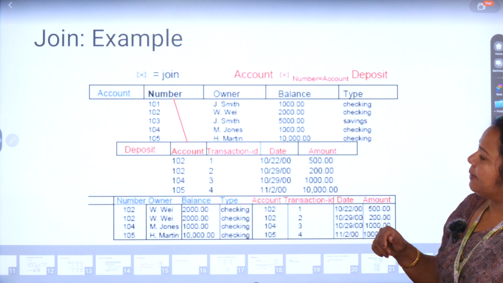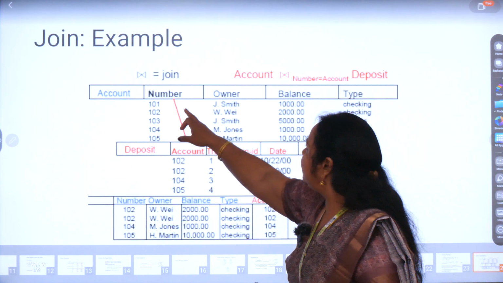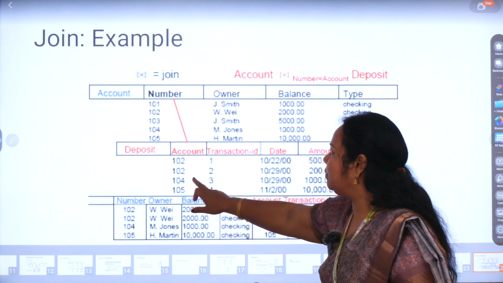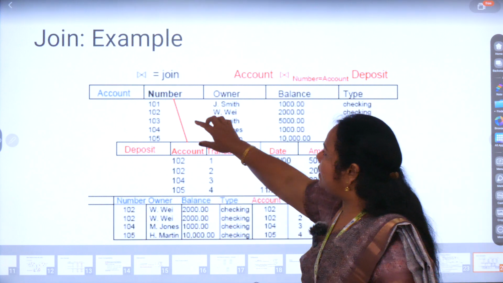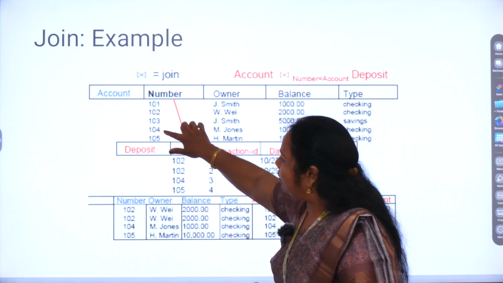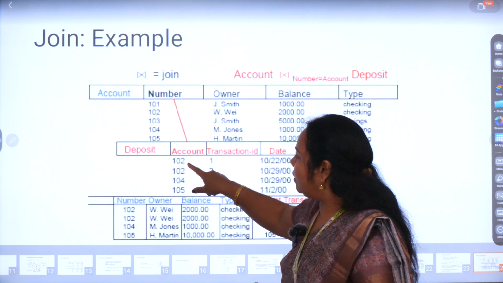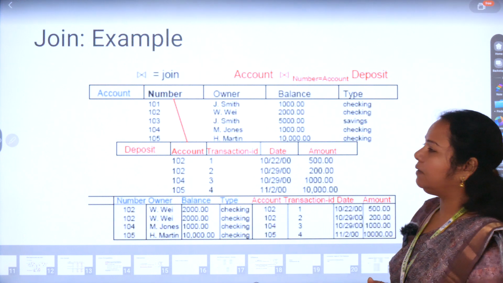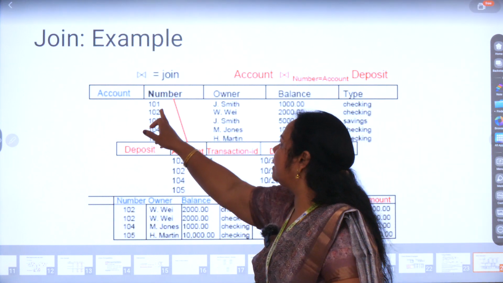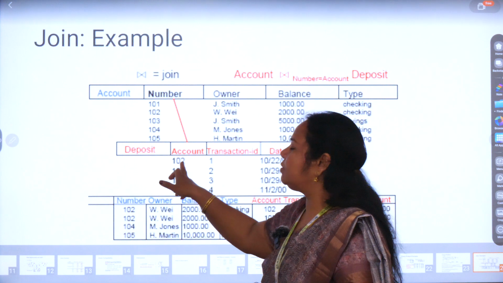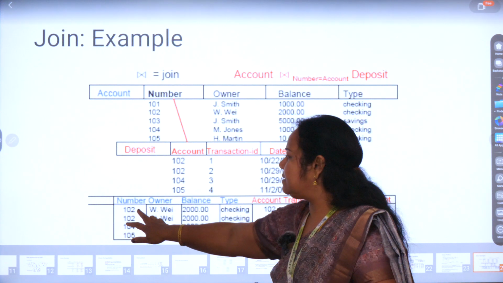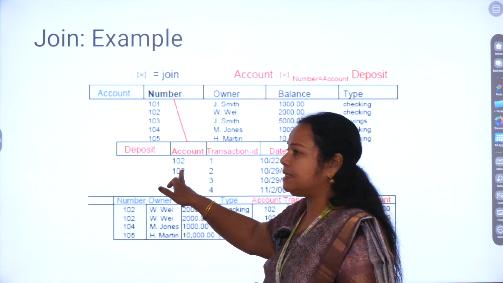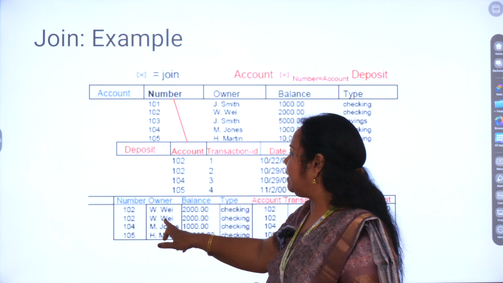So coming to the example, account is equal to account number. Here this is the number attribute and this is the account attribute. Here 101, 102, 103, 104 and 105. Here also 102, 102, 104 and 105, but this is different. So the first common tuple, number equal to account, is 102. So here also 102, so I can write the answer as 102. The next is 102 and 102. It is the same, so again we can write this.